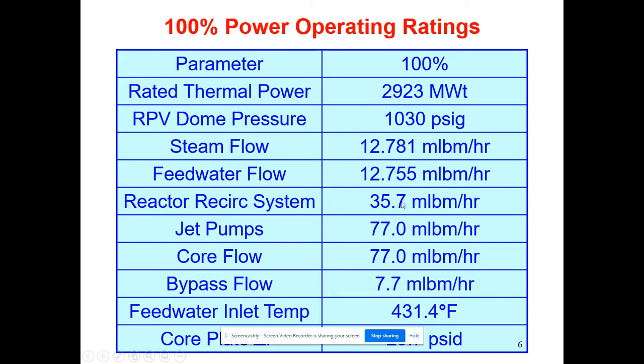And then the jet pumps are doubling this again. So the reactor recirc is giving us about half, and the jet pumps are giving us a little bit more than the 35 million pounds mass per hour that we're getting from the recirc pumps.